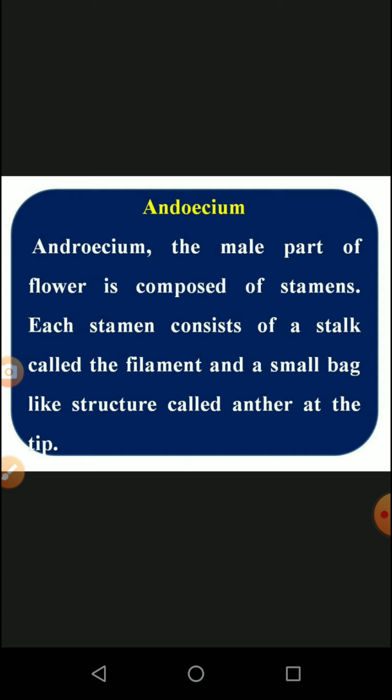Then we can see the structural representation of androecium, which is a book back question. Androecium is the male part of the flower. I already told you it is the male part of the flower. It is composed of stamens. Each stamen consists of a stalk called the filament. That is a small tube-like structure, called a stalk. Then at the upper region of the filament, the small bag-like structure is called the anther.